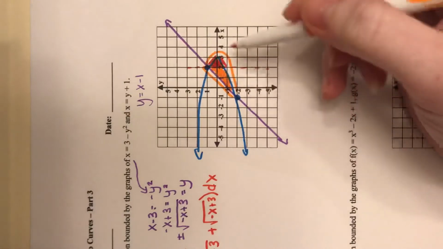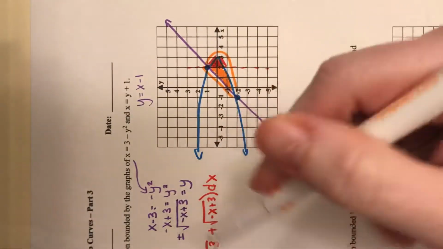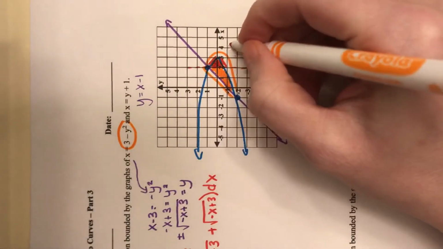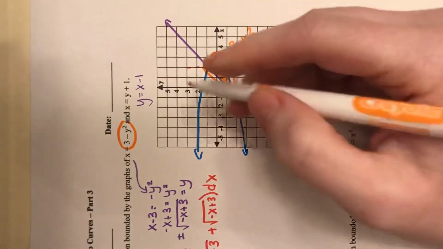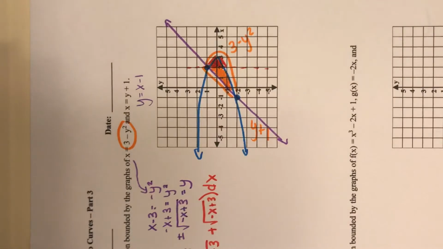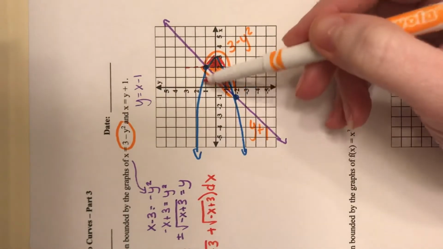And if I integrate with respect to y, I don't have to use all these different formulas, right? We already know what x is. This parabola is 3 minus y squared. And then the straight line is y plus 1. And we know our boundaries, right? On the y-axis, we're going from -2, right? We still start with the lowest number, to 1.